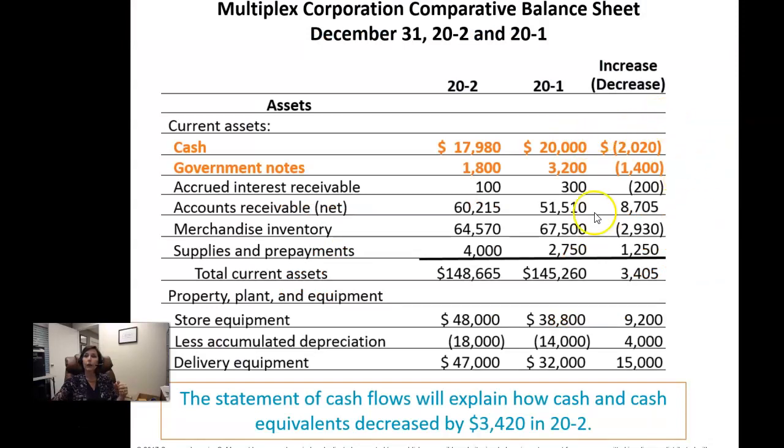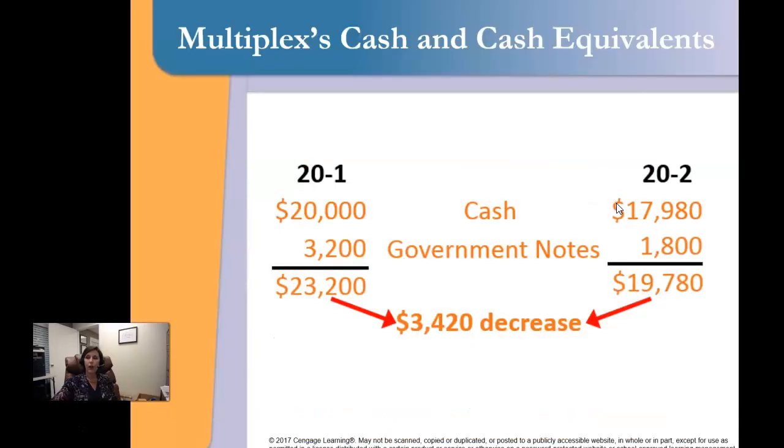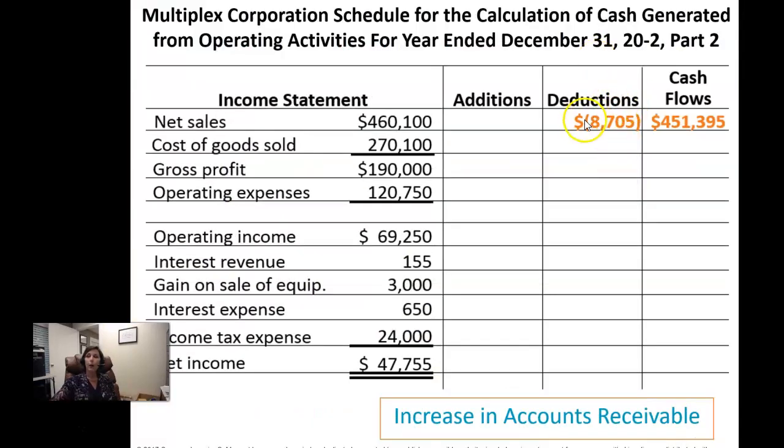And if we look here at our comparative balance sheet between year 1 and year 2, we see that that's true. We had year 1, we ended with $51,510. Year 2 ended with $60,215. So fewer people paid us, which impacted our cash and caused our cash to go down by $8,705. So we're going to take that off of our net sales to get to our cash flow for sales.